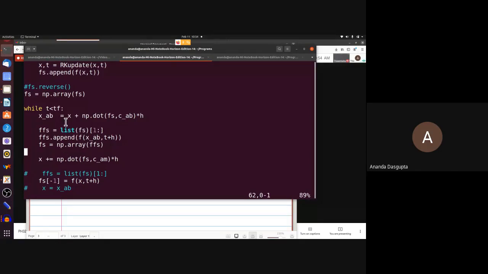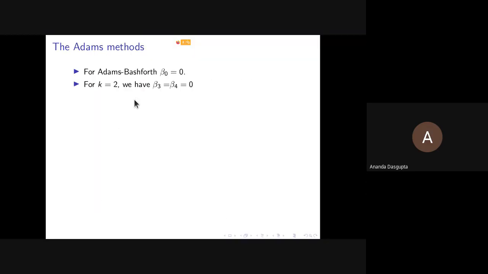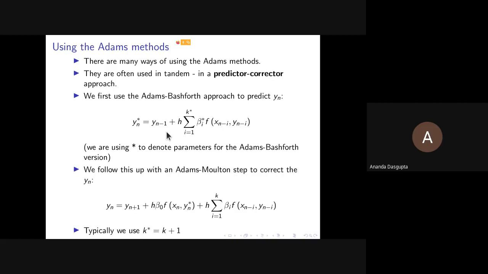But is the predictor corrector approach clear to everybody? What I need for Adams-Moulton, okay, let me just go back to the slide. I think that should be sort of obvious here. So I'm just using the predictor corrector approach here. What I'm saying is I'm going to use Adams-Bashforth, which is this thing, to predict what yn is going to be. And why do I need that? Because in Adams-Moulton, I actually need yn.